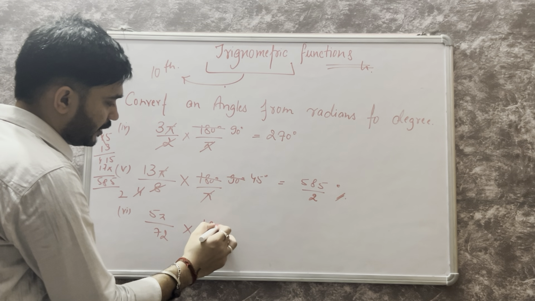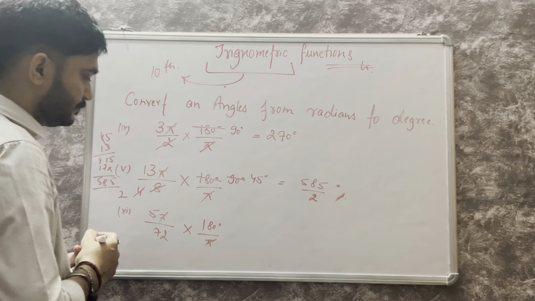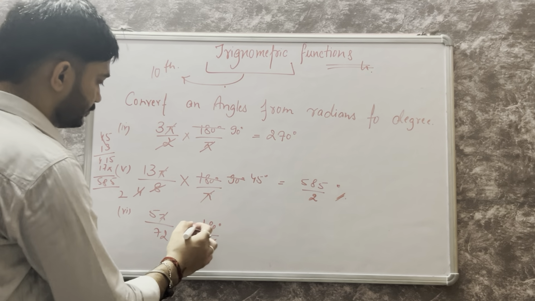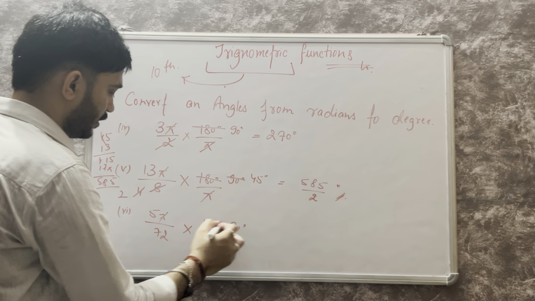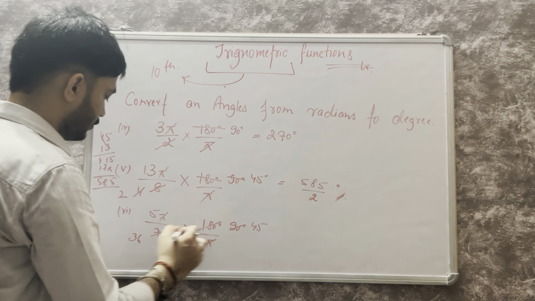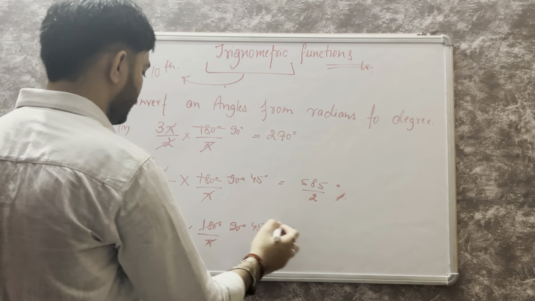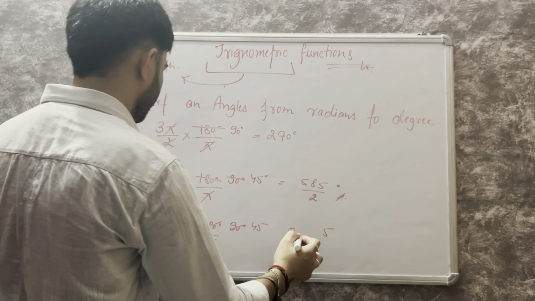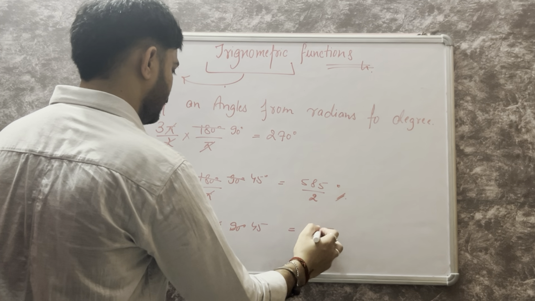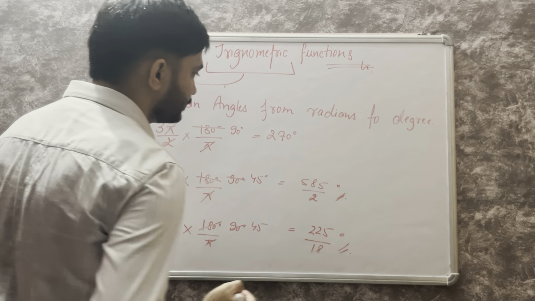Multiplied by 180 degrees divided by pi. Pi and pi are going to be cut down. 90, 36, 45, 18, 18 degrees.